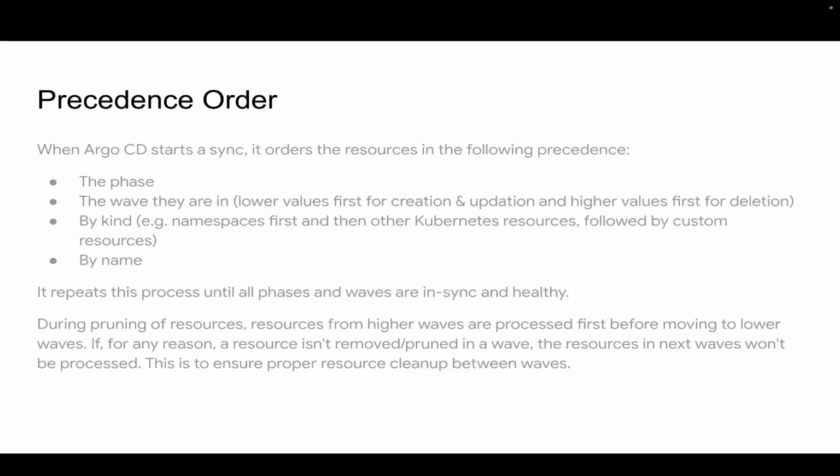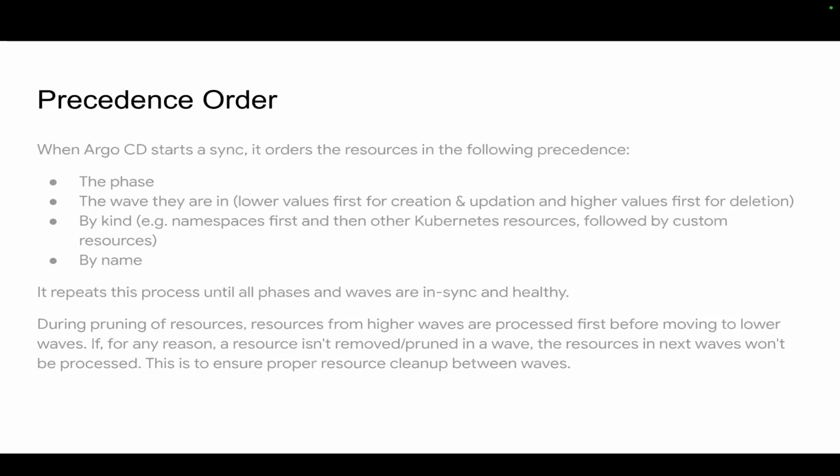So one thing to note here is that the reverse will happen at the time of deletion. So first the resource with the highest value of sync wave would be deleted first in the post sync, then the resources in the sync phase will be deleted, and then the resources in the pre-syncs will be deleted if there are any. So that's what happens when you do a deletion on objects which have these phases and sync waves annotations in them.